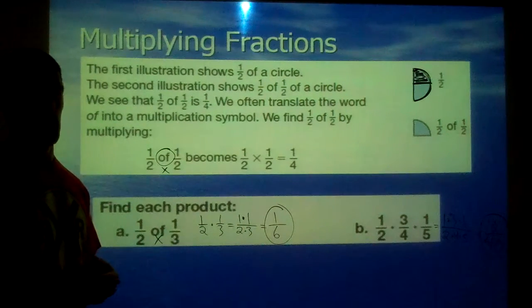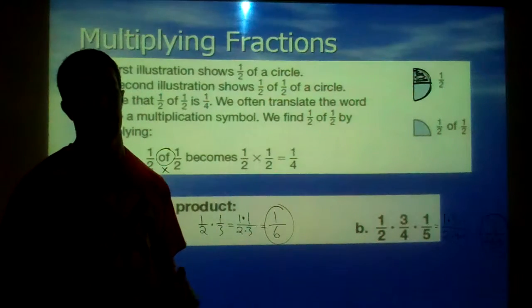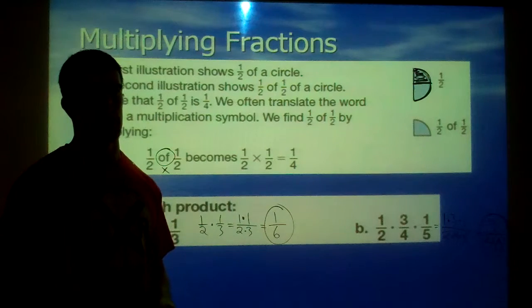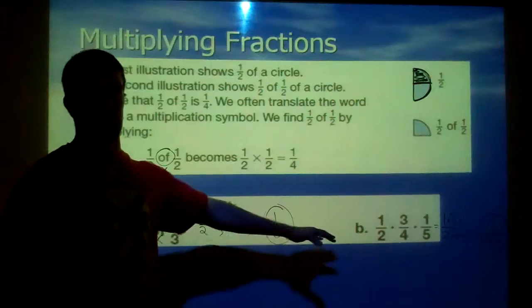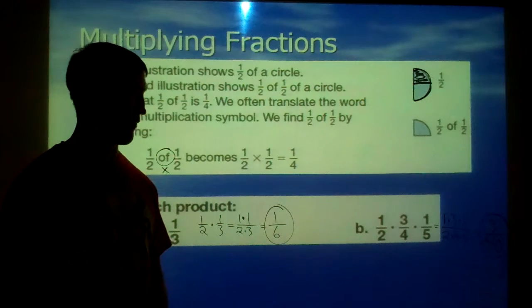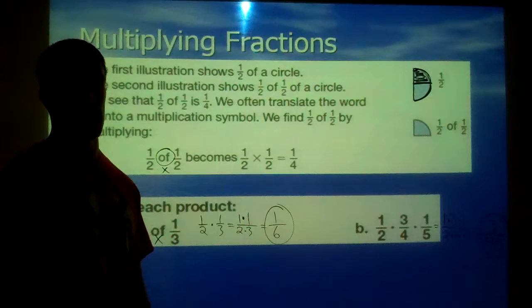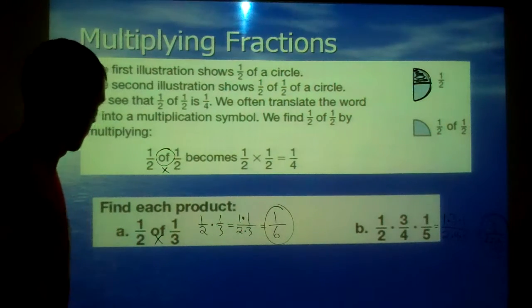Now, if we came to a fraction where we could reduce, I would prefer that reduced form if possible. In this case, it's not possible. 3 and 40 have no common factors, so we can't reduce that one. But if possible, please reduce.